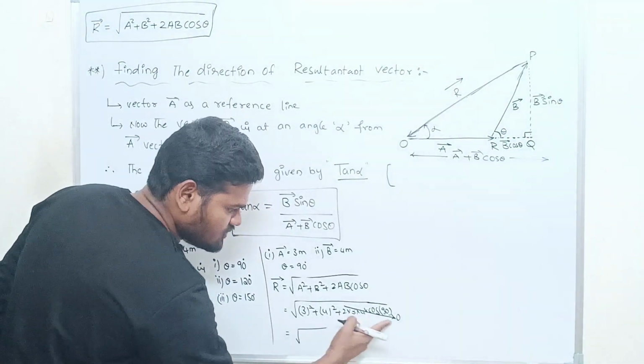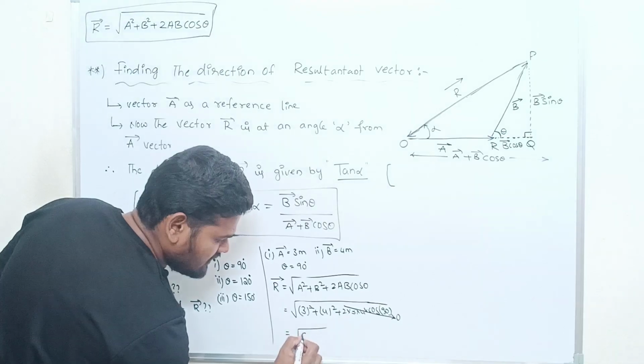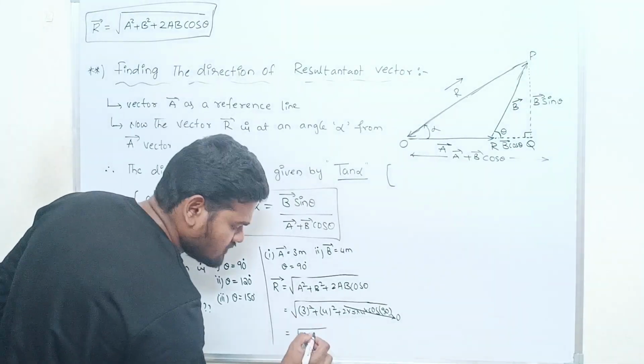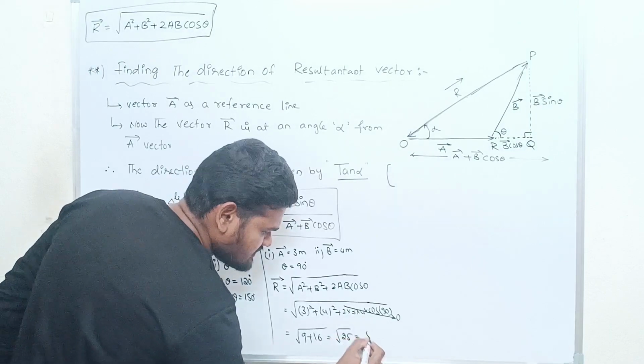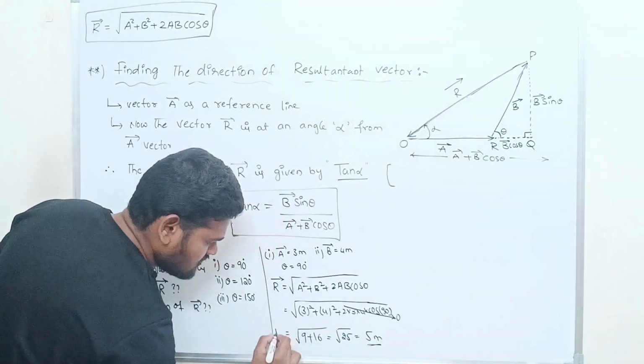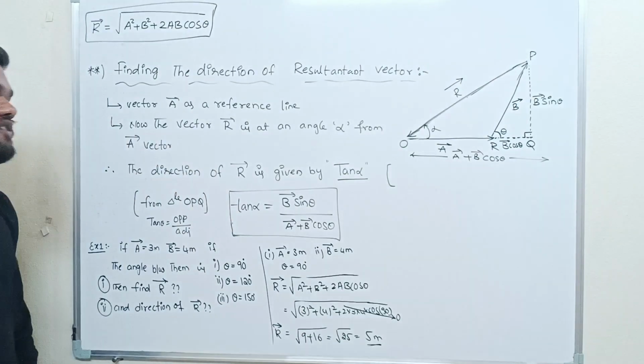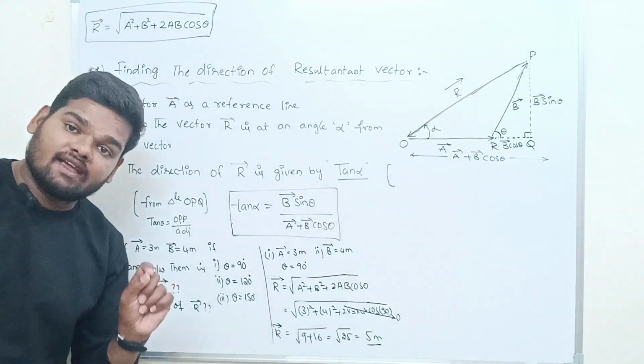So 0 into something, this total term becomes 0. So what is the value of 3 square? 9. What is the value of 4 square? 16. That is equal to 16 plus 9, root over 25. That is equal to 5 meters. So R bar is equal to how much? 5 meters. Are you getting any doubts?